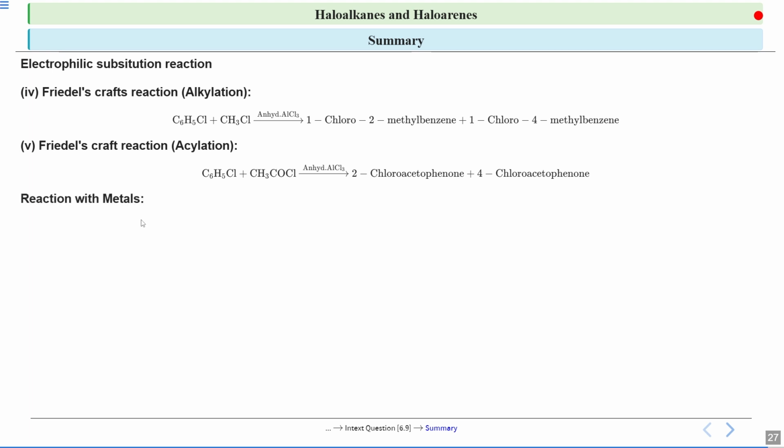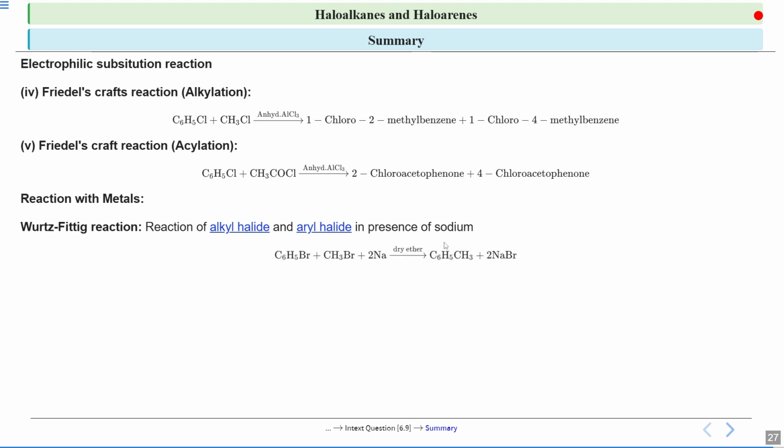Then we have also talked about the haloarene reaction with metals, where the first reaction is the Wurtz-Fittig reaction. It is the reaction of an alkyl halide with an aryl halide in the presence of sodium metal and dry ether to give you an aryl and alkyl group combination as your major product. So the alkyl group and aryl group combine together to give you your major product, and sodium bromide, or sodium halide, will be here as a side product.